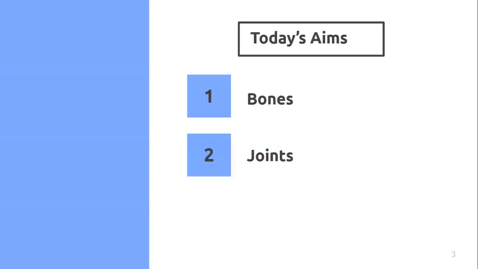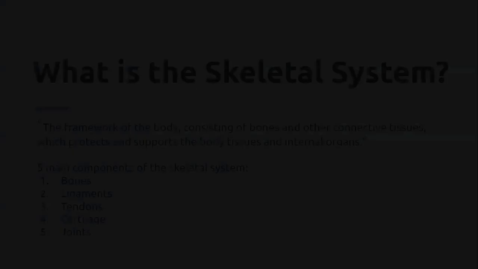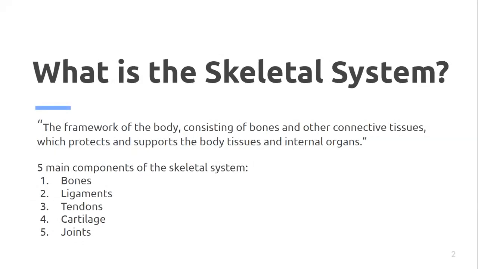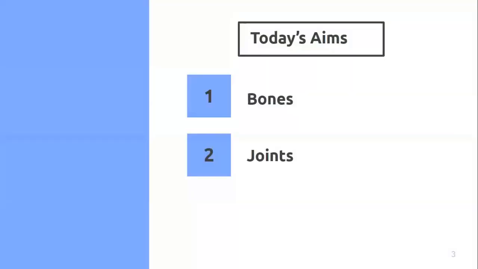So today's aims are as follows. First, we're going to discuss the bones and the different types of bones, and then we're going to discuss joints. The other things I mentioned in the components of the skeletal system, like the ligaments, tendons, and cartilage, I'll be discussing them with the joints. So I combined everything to make it more simple.